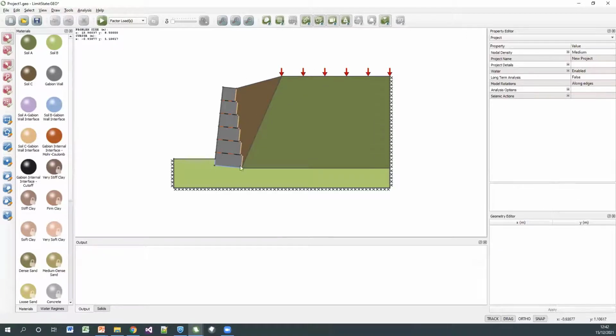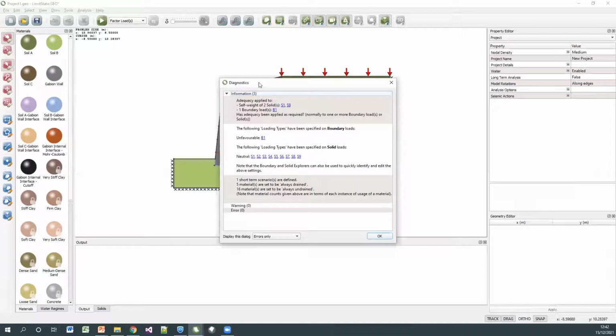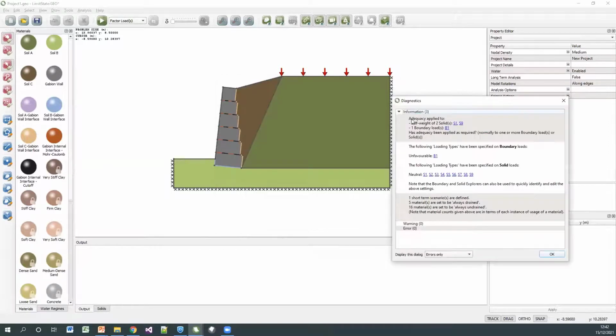So that's how we're modeling the gabion wall. And as I said earlier, we're trying to model this situation at its ultimate limit state. We have to drive it to collapse by some means. A very useful feature in the software is a diagnostics tool. I won't go through all the details, but at the top, it tells us that adequacy is being applied to these bodies. So that's set up by the wizard.